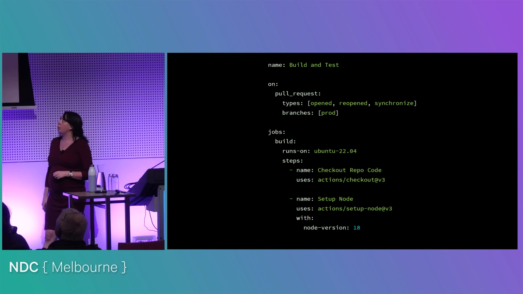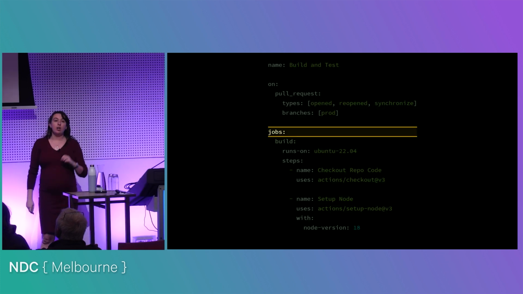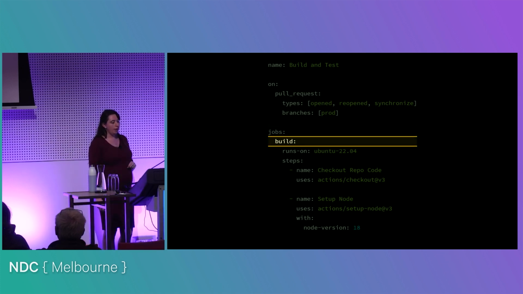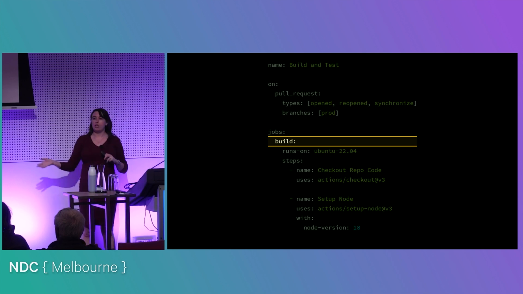Next, I want to go through and define the jobs of my GitHub Actions workflow. Each job gets a different name, in this case, build, because this is where I'm going to build my website. This name must be unique though, because we can use it to refer back to later.